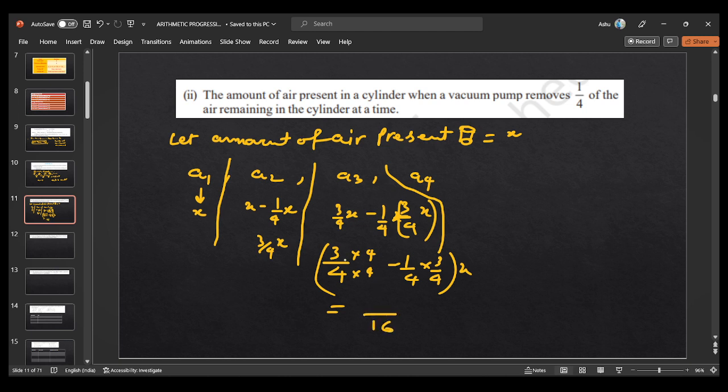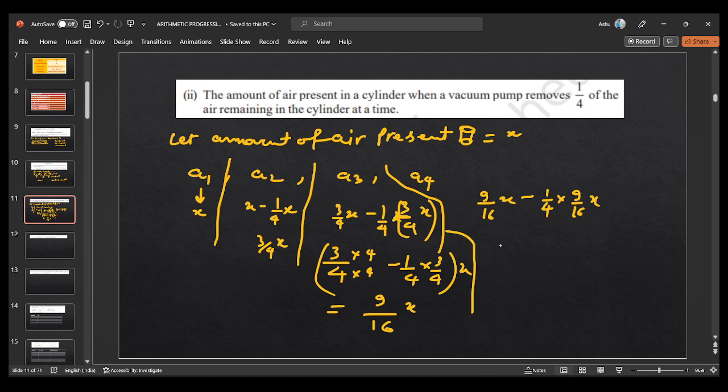Then we will get 3 fours are 12. 12 minus 3, 12 minus 3 will be 9. Clear? Then in the same pattern, 9 by 16 x minus 1 by 4 of 9 by 16 x.